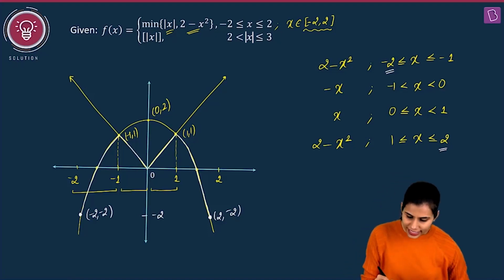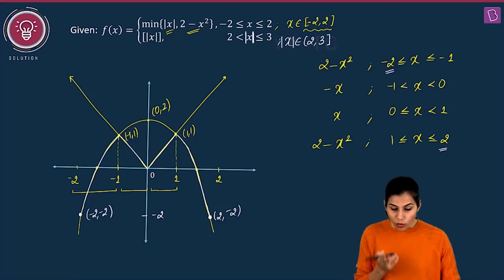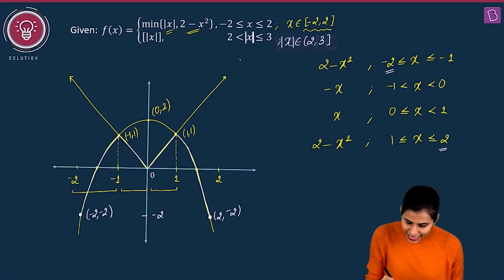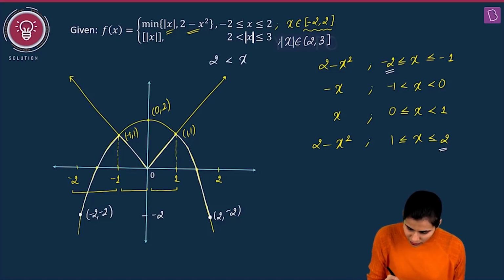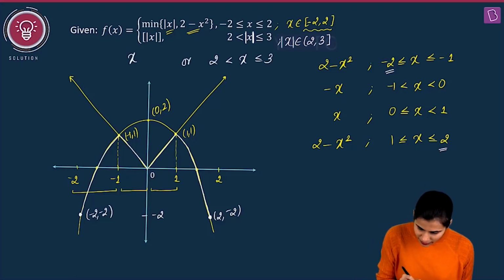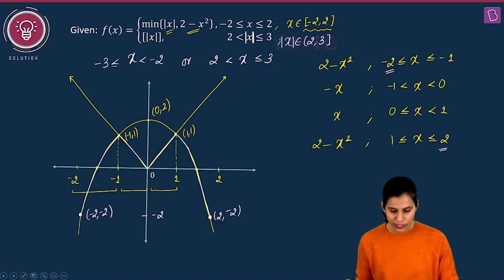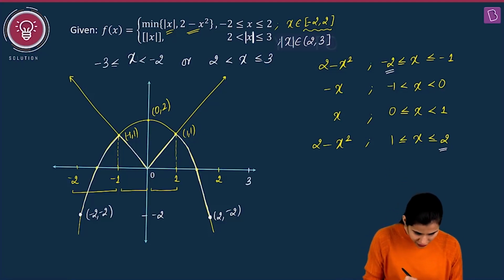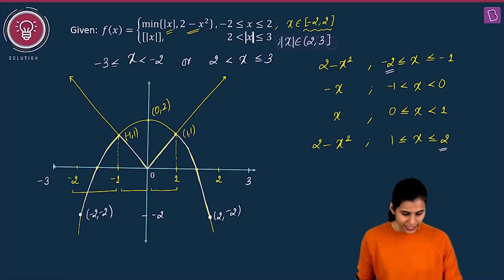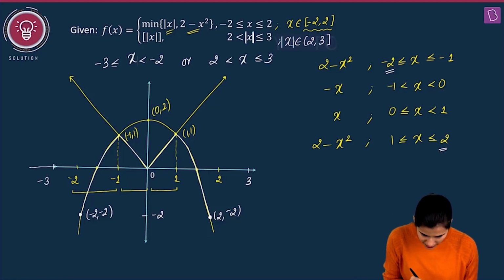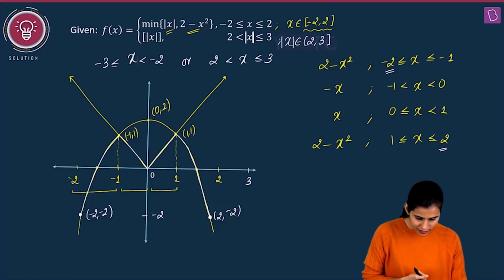Now let's move ahead. Next is mod x belongs to open 2 to closed 3 interval. Mod x is between 2 and 3. That means x will be greater than 2 and less than equal to 3. And on the negative side, x will be greater than equal to -3, strictly less than -2. This is the scene that is going to be. So in here, I'm going to have somewhere 3. In here, I'm going to have somewhere, let's say, -3. Let me extend this. All right.